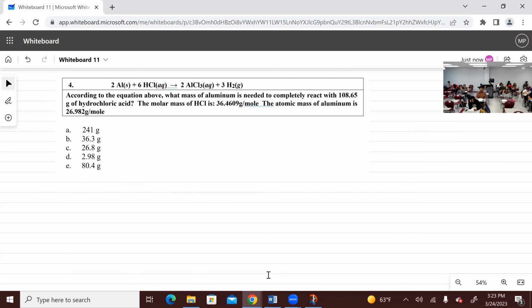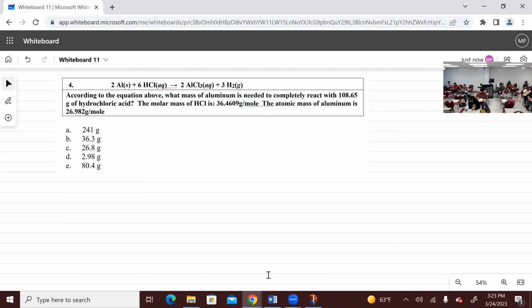So according to the equation above, what mass of aluminum is needed? We want to end up with aluminum, right? What mass is needed to completely react with 108.65 grams of hydrochloric acid. They give you the molar mass of hydrochloric acid, 36.4609, and the atomic mass of aluminum, which is 26.982.